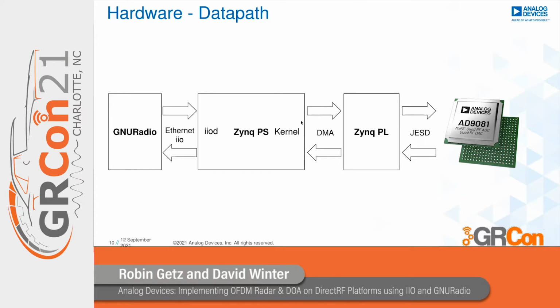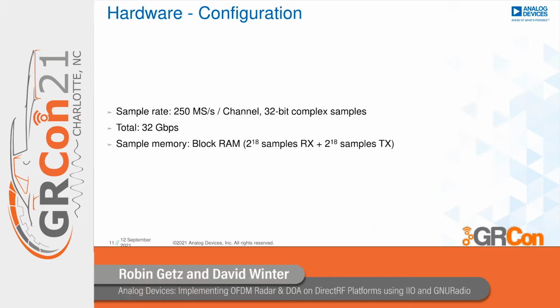And there we have a kernel driver that hands those sample buffers to an IIO daemon that runs in user space, and that user space daemon then communicates over Ethernet, or just IP, with GNURadio and an IIO client that's controlled in GNURadio. And if we take a look at the bandwidth involved here, like I said, we have 250 megasample per channel with 32-bit complex samples. That makes a total of 32 gigabit per second because we have 4 channels.